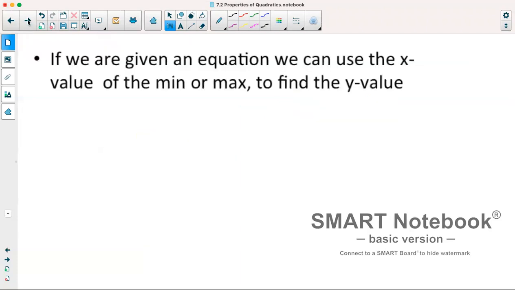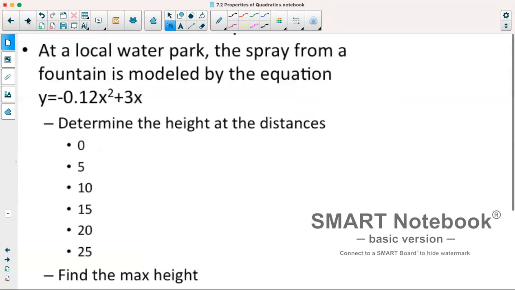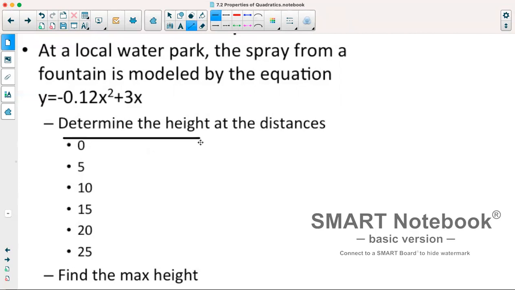So if we're given an equation, we can use the x value of our maximum or minimum to find the y value. Essentially, we will take that x value we just calculated, substitute into our equation, and solve for y. So for example, at a local water park, the spray from a fountain is modeled by the equation y is equal to negative 0.12x squared plus 3x. We want to determine the height at various distances, and they've given us these distances, and then we'll find our maximum height. So what we'll actually do is change these distances they gave us into a table of values.